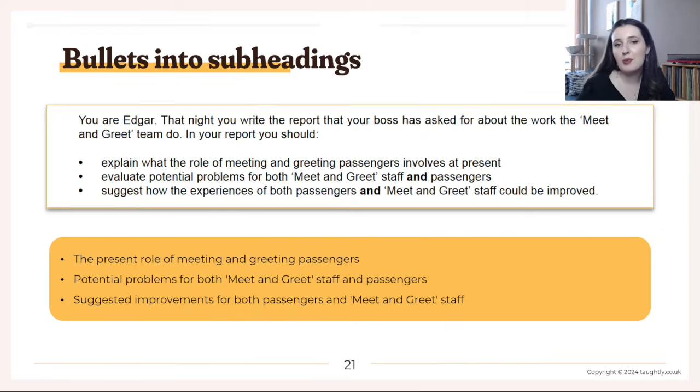Evaluate potential problems for meet and greet staff and passengers, bullet 2. Potential problems for both meet and greet staff and passengers, easily changed. And the last one, suggest how the experiences of both passengers and meet and greet staff could be improved. Finally, suggest the improvements for both passengers and meet and greet staff. If you don't do subheadings, can you not get 10 out of 10? You can. It just sounds nice, right? The same way that you can still get 10 out of 10 for a magazine article if you forget to give it a headline. But it sounds nice if you do give it a headline.